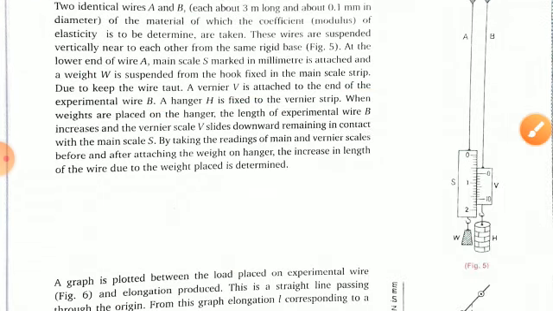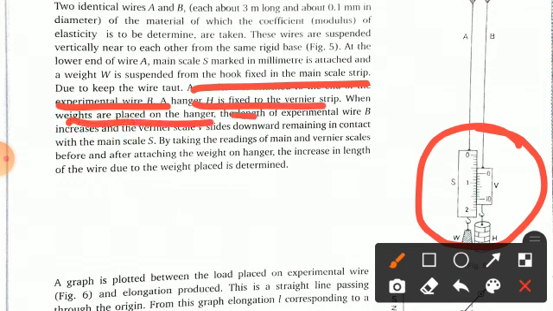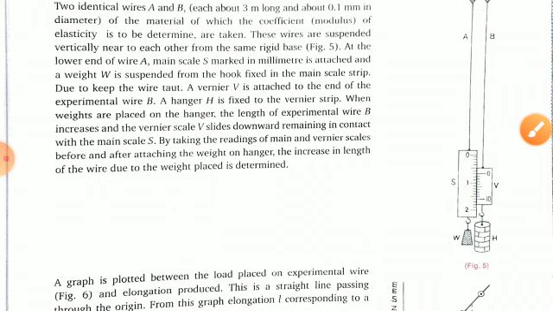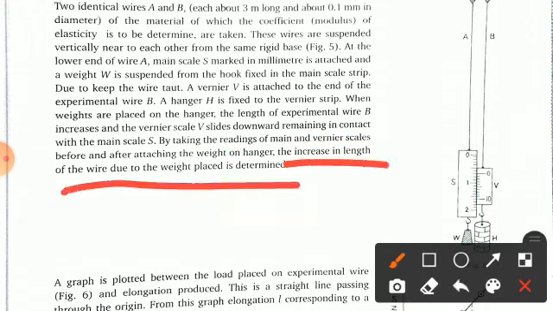To keep the wire taut, a vernier V is attached to the end of the experimental wire B. Here you can see from this figure, the vernier scale is also attached. Fine. So what happened? A vernier V is attached to the end of the experimental wire B and a hanger H is fixed to the vernier strip. So when the weights are placed on the hanger, the length of the experimental wire B increases and the vernier scale V slides down, remaining in contact with the main scale. By taking the reading of the main scale and the vernier scale before and after attaching the weight on the hanger, the increase in the length of the wire due to the weight placed is determined.